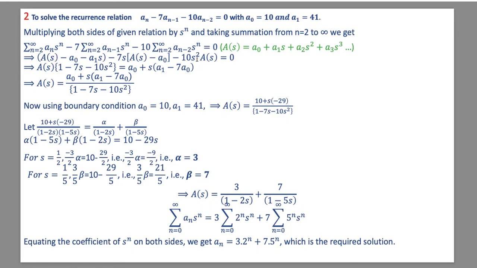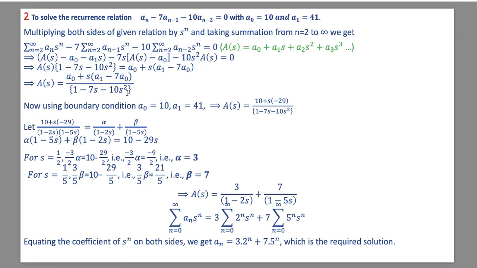Now take A(s) common in these terms. So it is A(s), here it is 1, here it is minus 7s and here it is minus 10s square. Shift the remaining terms to right hand side. This is a0, this is minus a1s, so this is plus a1, and this is minus 7s a0, so this is minus 7 a0 as I have taken common. It means A(s) is equal to a0 plus s into a1 minus 7 a0, over 1 minus 7s minus 10s square.